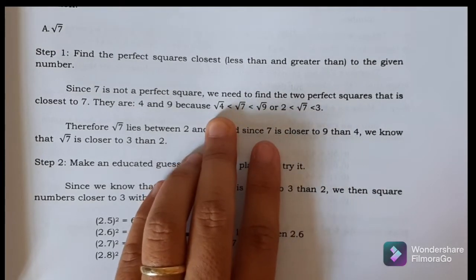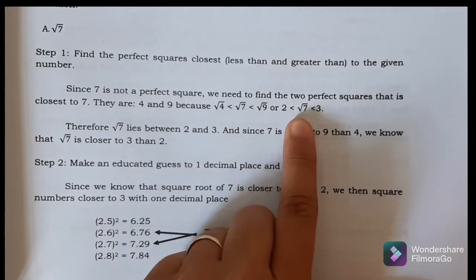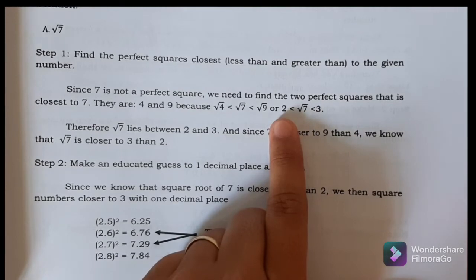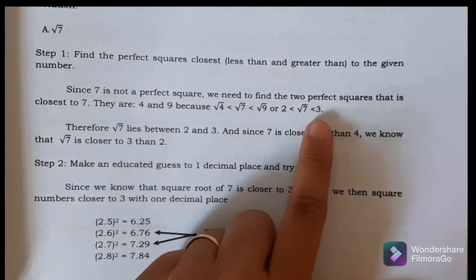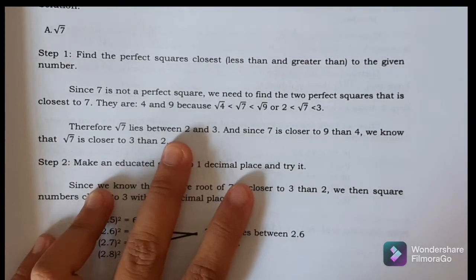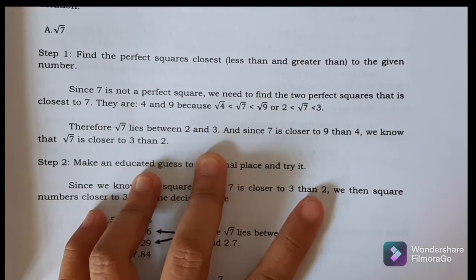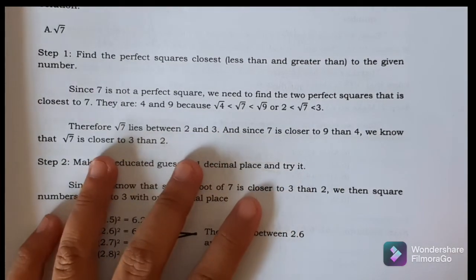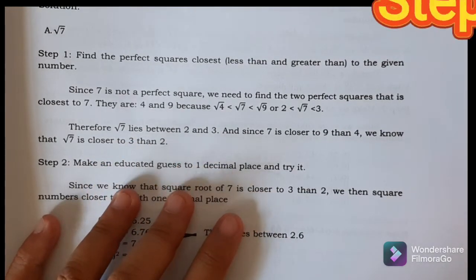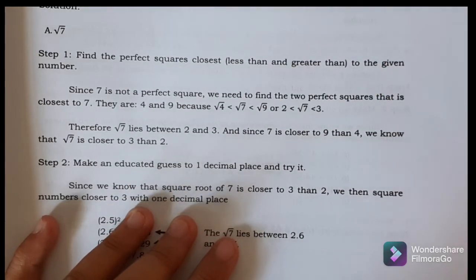Then, let us find the square root of 4, that is 2. Square root of 9 is 3. So, therefore, square root of 7 is between 2 perfect squares, which is the square root of 4 and 9. Thus, square root of 7 lies between 2 and 3. Since 7 is closer to 9 than 4, we know that square root of 7 is closer to 3 than 2. Then step 2, make an educated guess to one decimal place and try it.